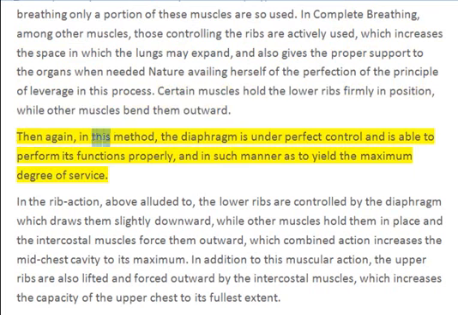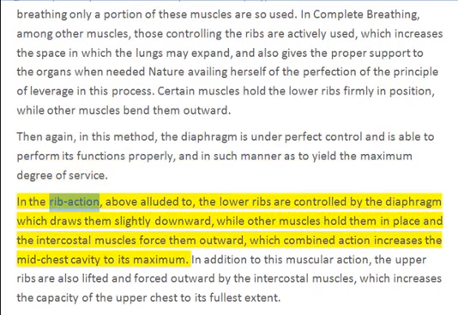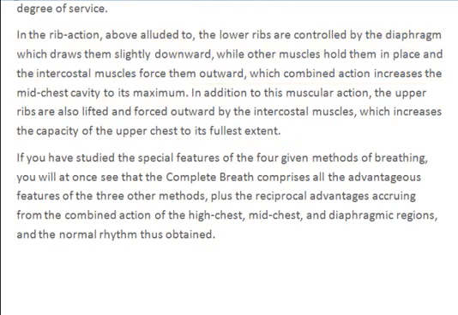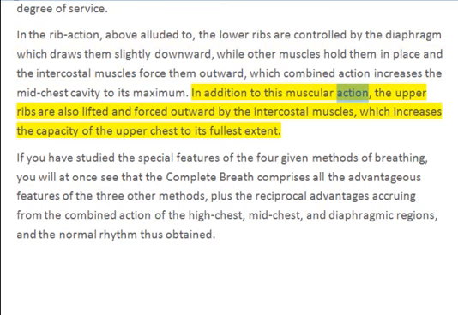Then again, in this method, the diaphragm is under perfect control and is able to perform its functions properly, and in such manner as to yield the maximum degree of service. In the rib action, above alluded to, the lower ribs are controlled by the diaphragm, which draws them slightly downward, while other muscles hold them in place and the intercostal muscles force them outward, which combined action increases the mid-chest cavity to its maximum.